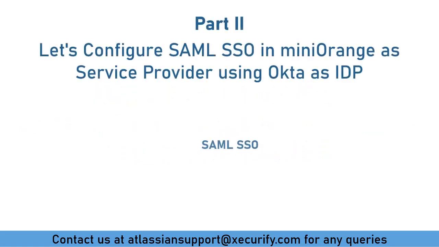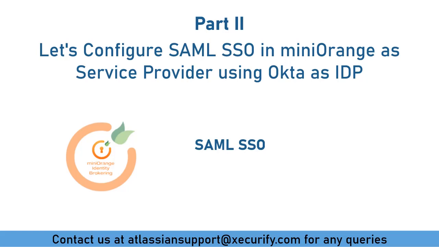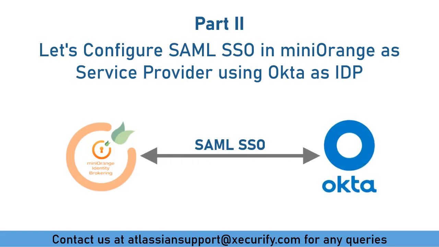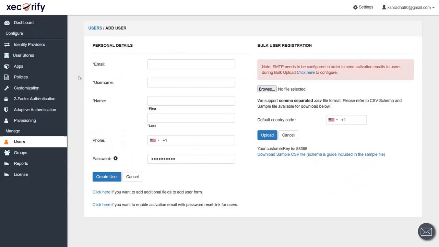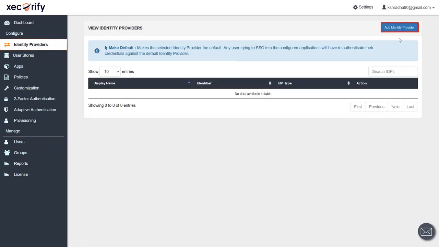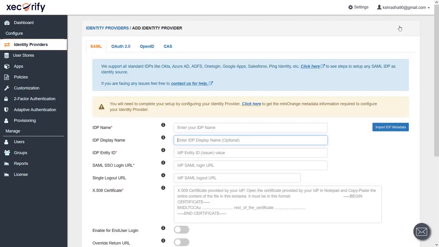Let's configure SAML SSO in miniOrange as service provider using Okta as IDP. Now in the miniOrange broker, navigate to the Identity Provider tab. Click on Add Identity Provider. You can configure Okta IDP in the miniOrange broker manually by entering these details, or by uploading the metadata file, URL, or text. You will get these details from the Okta application that you will be creating further.